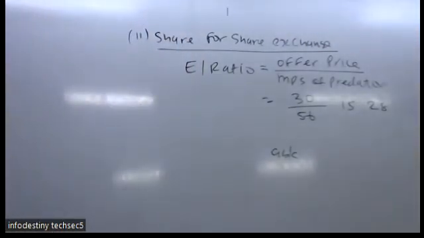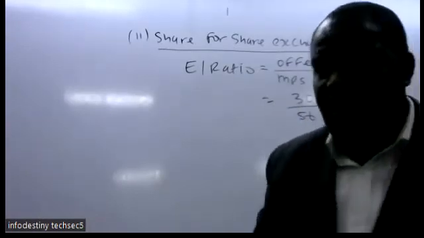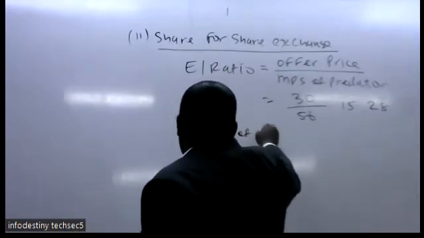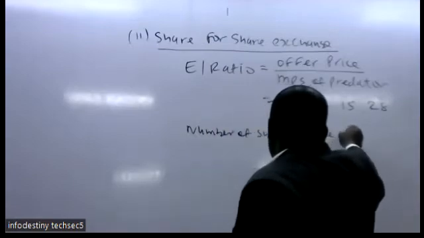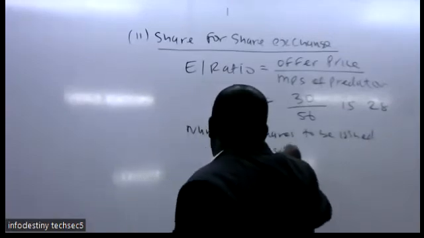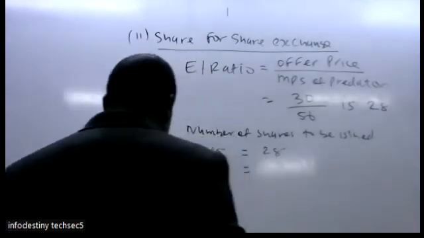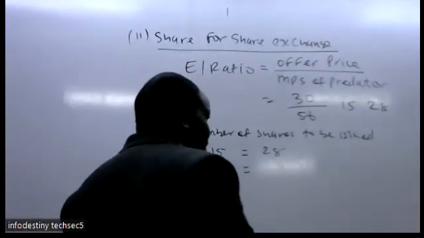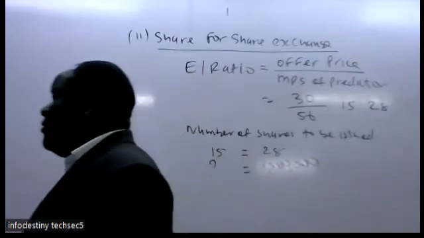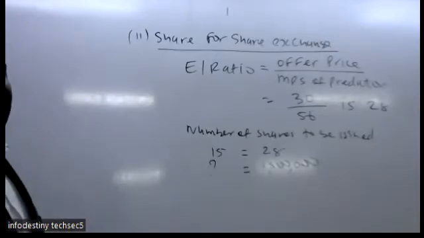Now, to get the number of shares to be issued, 15 shares are equivalent to 28 shares. But we know the target, Trigger Limited, has how many shares? 1.5 million shares. So when we cross multiply, how many shares should be issued?